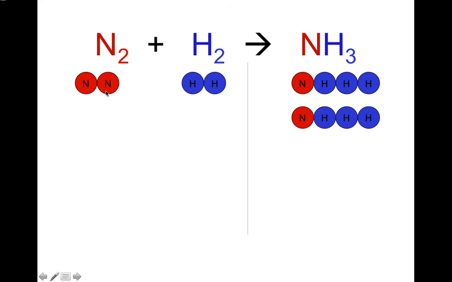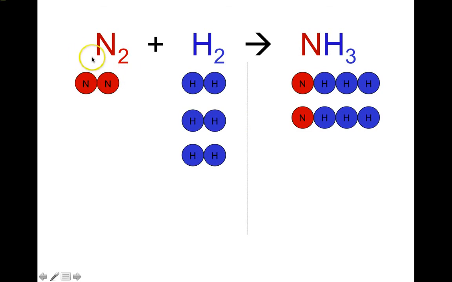However, I still have a hydrogen problem because on my reactant side I only have 2 hydrogen atoms, and on the product side I have 1, 2, 3, 4, 5, 6. But this is fixable. I just need some more hydrogen. So here's another hydrogen molecule. Now I have 4 atoms of hydrogen on my reactant side. Let's bring in another hydrogen molecule. And now it's balanced. I have 6 hydrogen atoms on the reactant side and 6 hydrogen atoms on the product side. 2 nitrogen on each side.